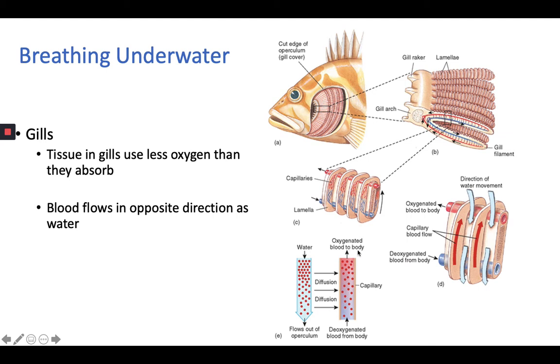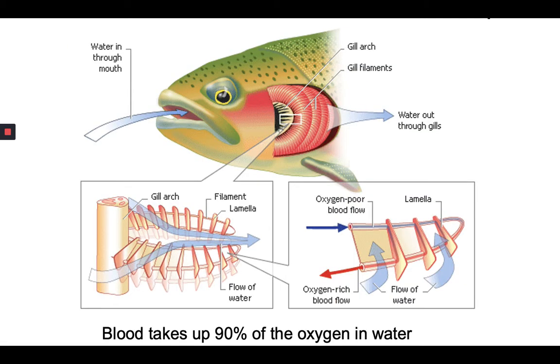As you go through, you have diffusion, which diffuses the oxygen into the blood. The deoxygenated blood that already went through the whole body comes in without a lot of oxygen, but as it goes next to the gill, it picks up oxygen and then sends that oxygenated blood to the body. Their blood can take up to 90% of the oxygen out of the water.